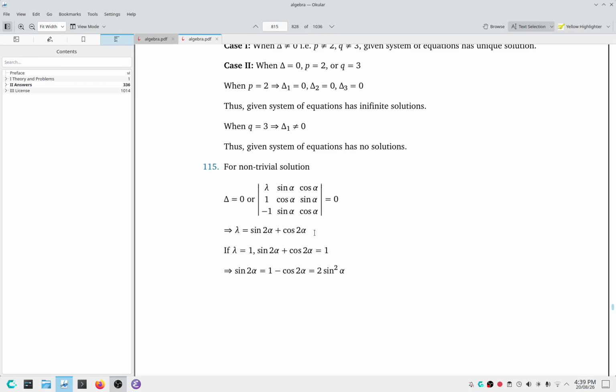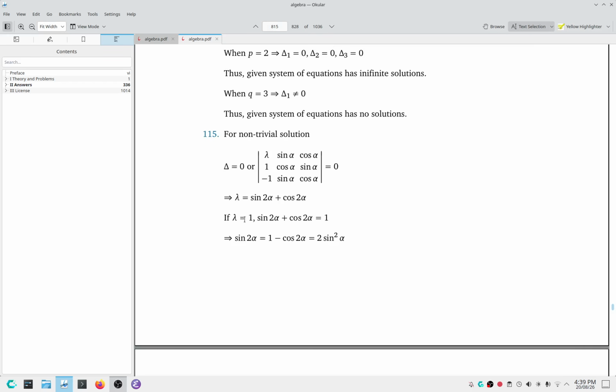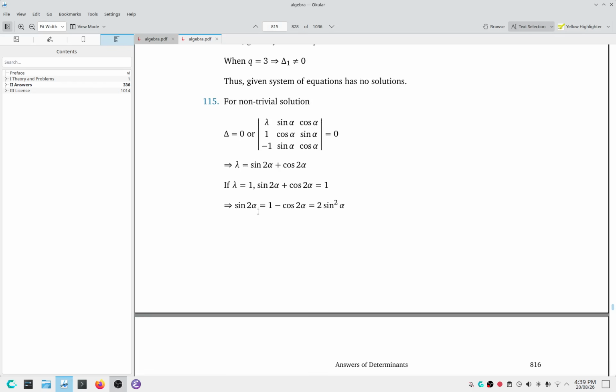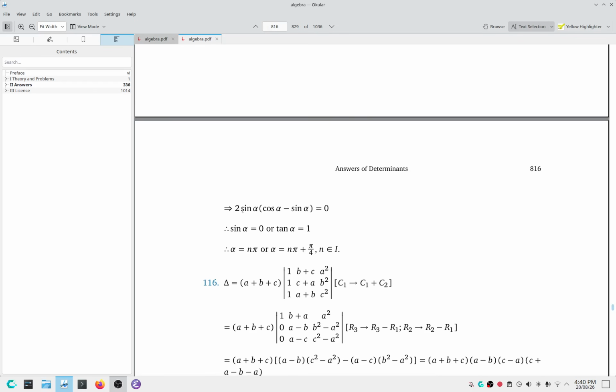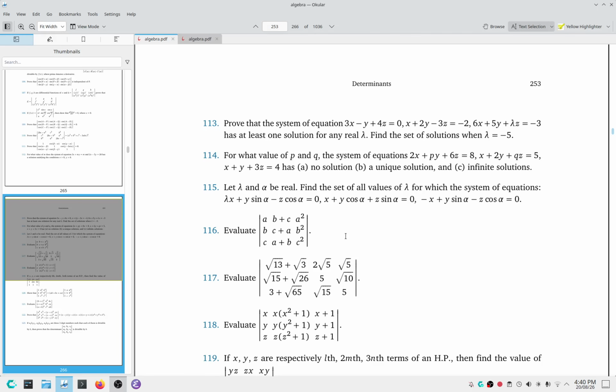Or lambda is equal to sin 2 alpha plus cos 2 alpha. If lambda is equal to 1, sin 2 alpha plus cos 2 alpha is equal to 1. So from here we get sin 2 alpha is equal to 1 minus cos 2 alpha. So this 1 minus cos 2 alpha from trigonometry becomes 2 cos square alpha. Now we take 2 sin alpha common, cos alpha minus sin alpha is equal to 0. So sin alpha is equal to 0 or tan alpha is equal to 1. So alpha is equal to n pi or alpha is equal to n pi plus pi by 4, where n is in the set of integers.